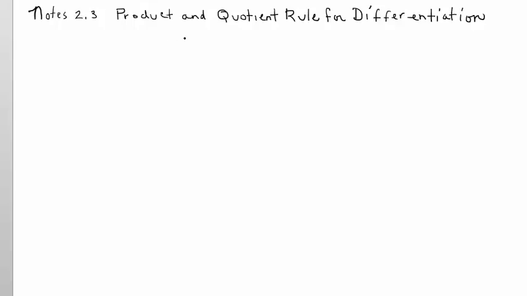All right, so let's look at some examples of why we would use the product rule and how we would use it. Let's say we have two functions, both of which have a variable in them, and we want to multiply those two functions together.